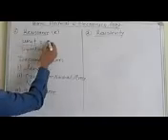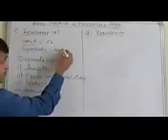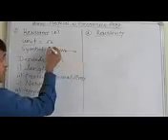Resistance. What is resistance? Resistance is the property of a substance that opposes the flow of electricity or current through it. Resistance is indicated by R and the unit of resistance is ohm. The symbolic representation of a resistance is like this.